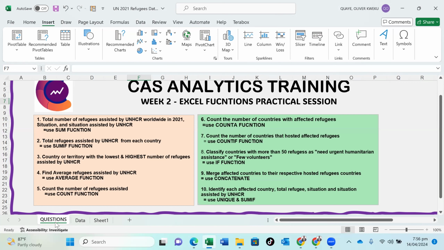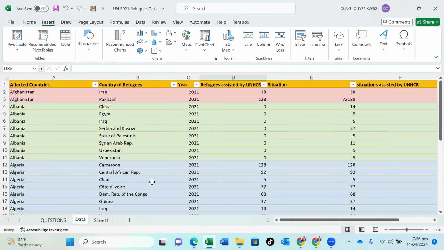Now, the guideline is saying that go for sum, because you need a sum total of refugees that were assisted. Come back to your data. So which column should I look at first? You're looking at refugees assisted, right? So you're looking at this one first.